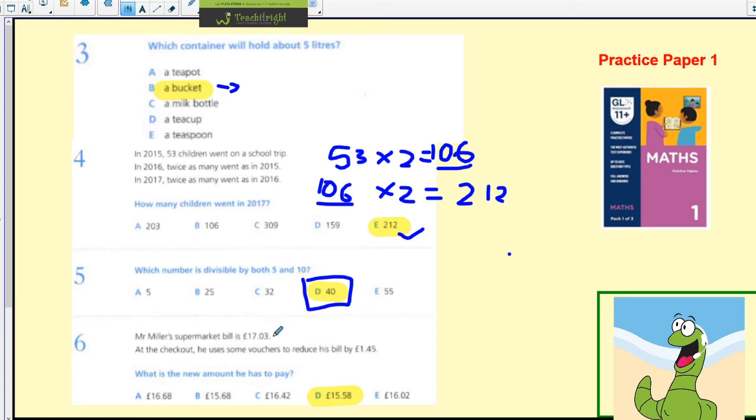Mr. Miller's supermarket bill is £17 and 3 pennies. At the checkout, he uses some vouchers to reduce his bill. So what is his total bill? So again, this is subtraction. 1703 take away 145.